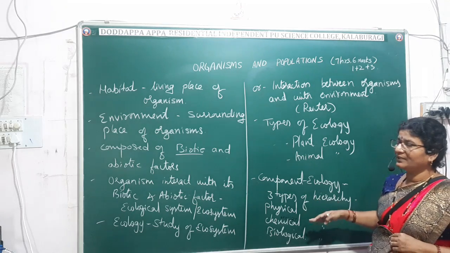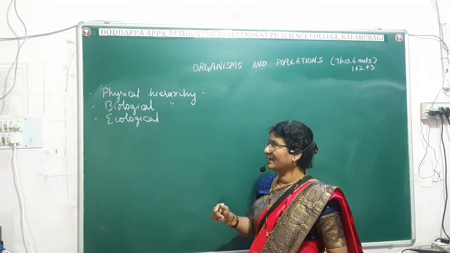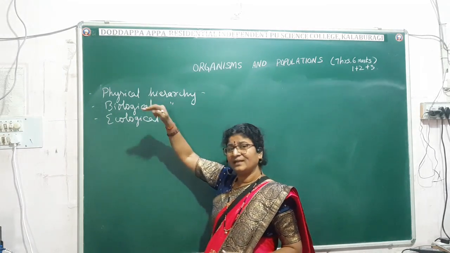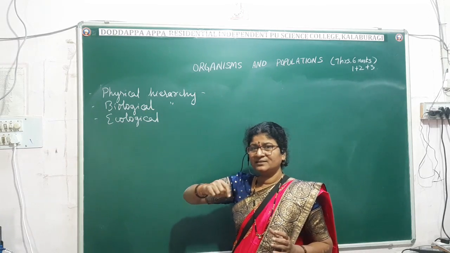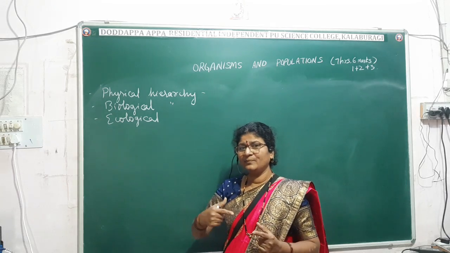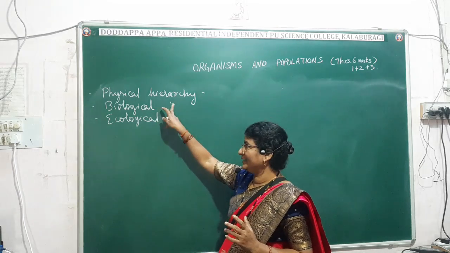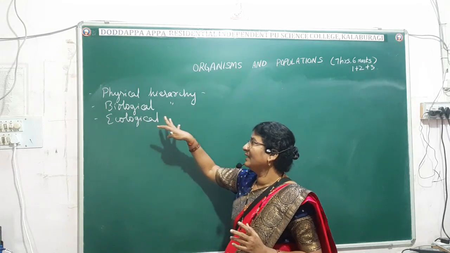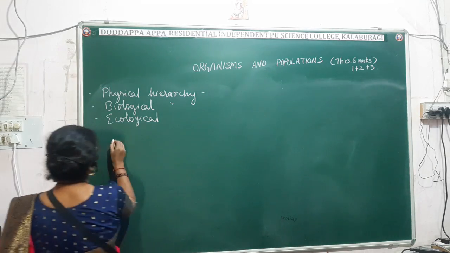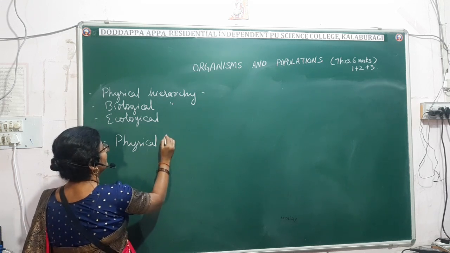Let us go one by one. In ecology, three hierarchies I told: physical, chemical and biological. Physical and chemical both include the same components. So let us write only one heading: physical hierarchy, biological hierarchy and ecological hierarchy. The first hierarchy which we are dealing with is the physical one.